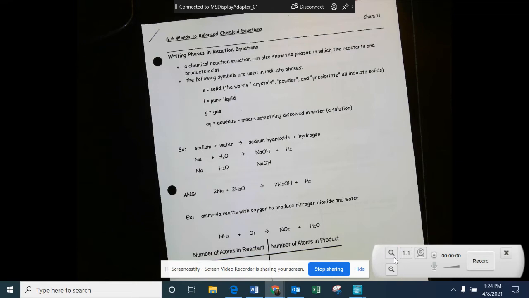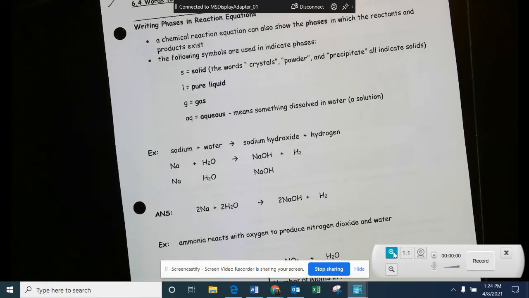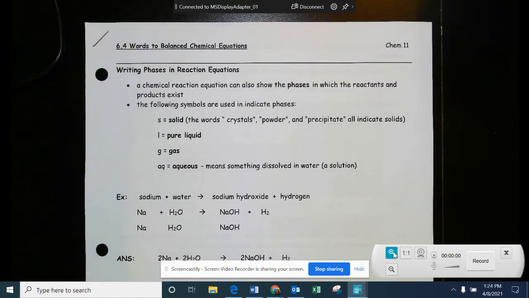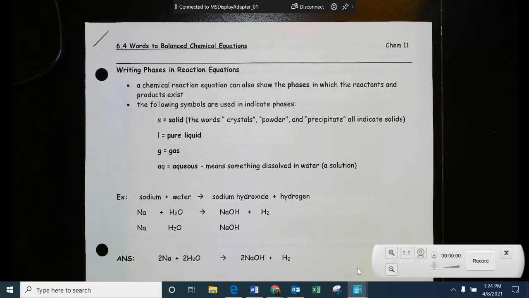Okay, so today we are going to look at words going into balanced chemical equations. You all did a really fantastic job of balancing. So now we're combining our knowledge of balancing equations with which unit was it where we named everything, the ionic and covalent bonding naming unit. We are combining those things together.